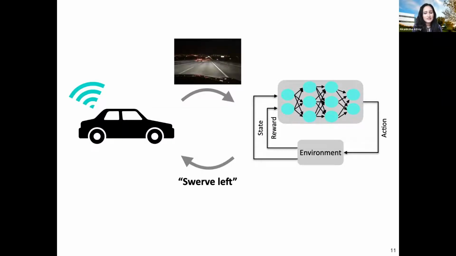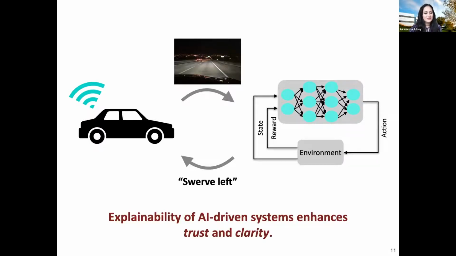Now, it could be because the deep RL agent is not doing the right thing, or it could actually be that this lane is closing, so it wants it to switch lanes, right? So the idea is that these decisions, if they're explained to the users cooperating the vehicle, are just much better because we understand the reasoning behind this. As AI-driven systems gain prominence in things like autonomous vehicles, health domain and smart cities, it's very important that the behavior of these models is explainable for enhancing trust and clarity.